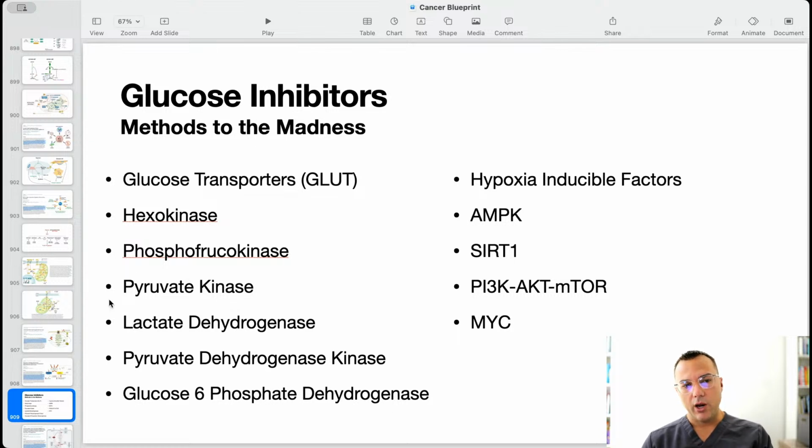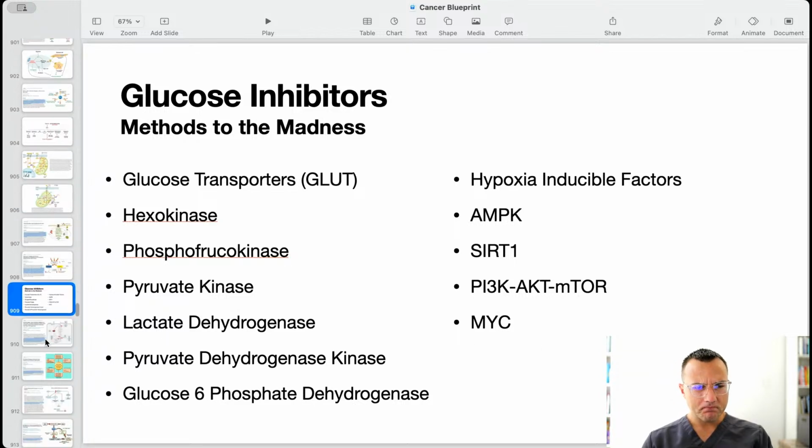phosphofructokinase, pyruvate kinase, lactate dehydrogenase, pyruvate dehydrogenase kinase, glucose 6-phosphate dehydrogenase, which gets us back into the pentose phosphate pathway, which is an offshoot of glycolysis. We'll talk about hypoxia-inducible factors and how to potentially inhibit those, how to activate AMP kinase and activate sirtuin-1, which also have a key role, as well as the inhibition of the PI3K, AKT, mTOR pathway, and the MYC pathway.